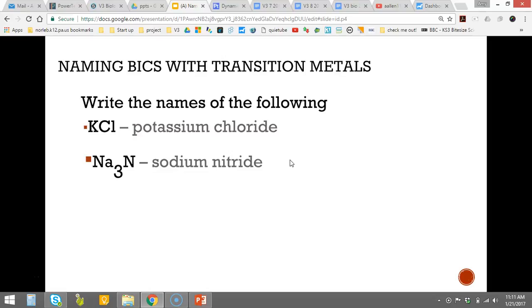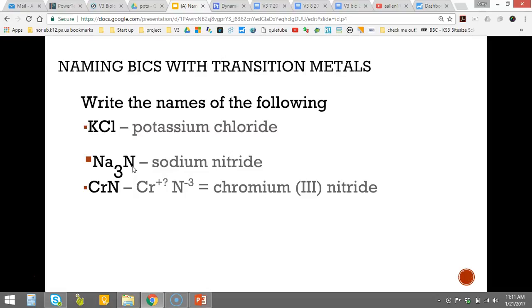Just something to note, since there are 3 sodiums, that means the nitrogen in this has to be a -3 to balance that out. That'll come in handy when you learn to go backwards from compound name to formula.